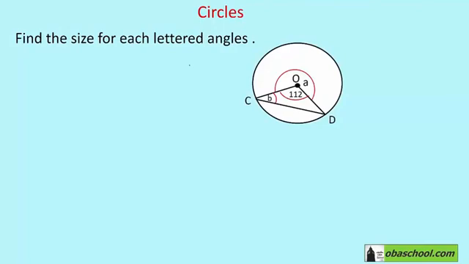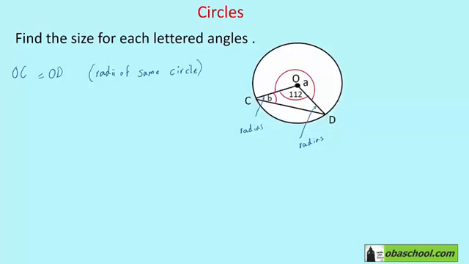In this tutorial we will be solving the following exercise about circles. The exercise says, find the size for each lettered angle. If we take a look at the figure, we have an angle lettered B within the triangle, and we have angle A. Both angles are separated by 2 radii. If we take a look at the triangle, it has two sides that are radii of the circle.